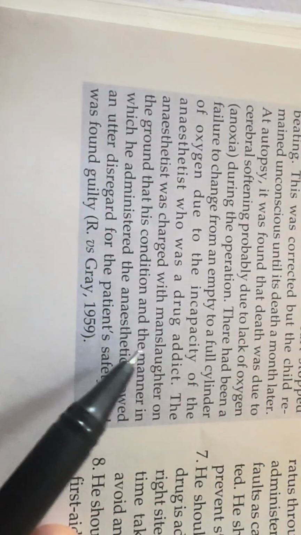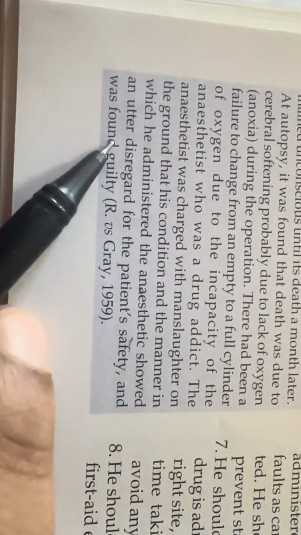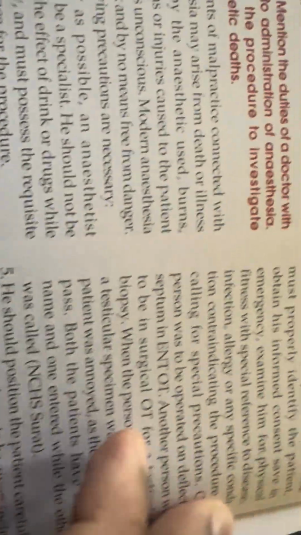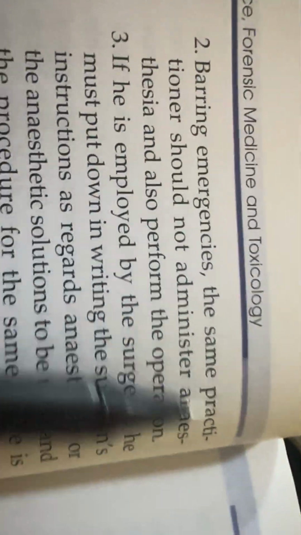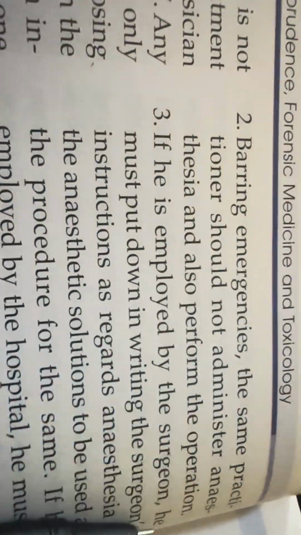The anesthetist was charged with manslaughter on the ground that his condition and the manner in which he administered the anesthesia showed utter disregard of the patient's safety, and he was found guilty. Barring an emergency, the same practitioner should not administer anesthesia and also perform the operation.